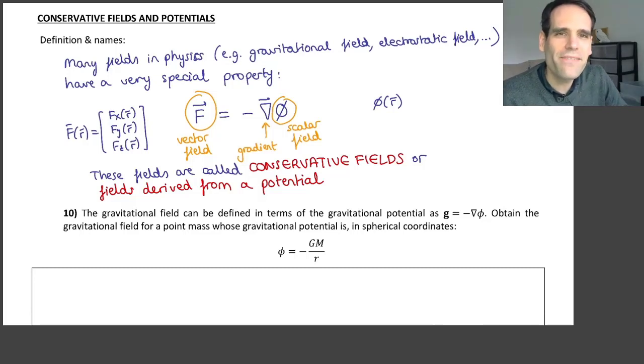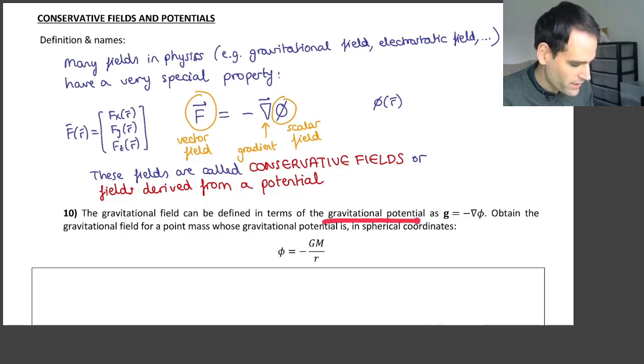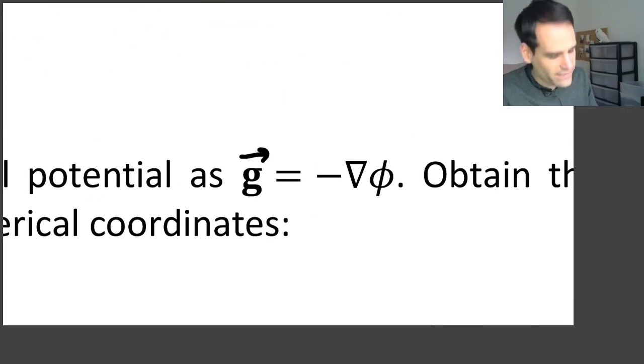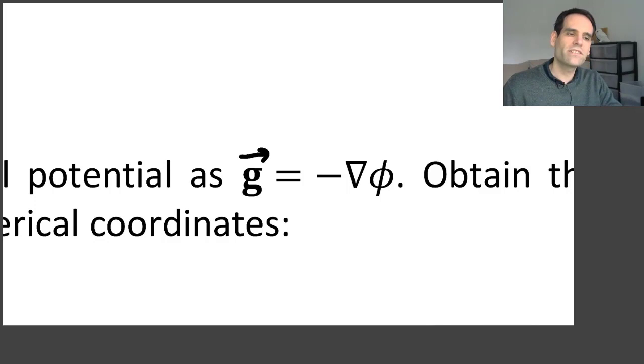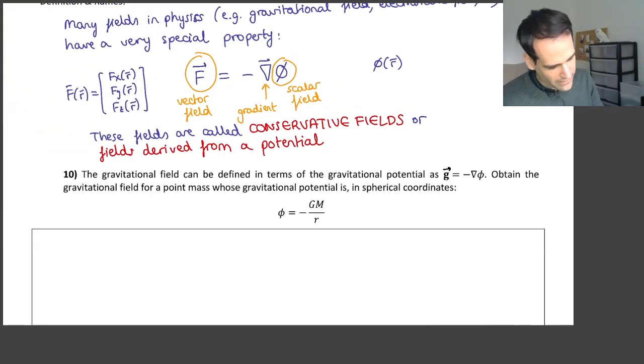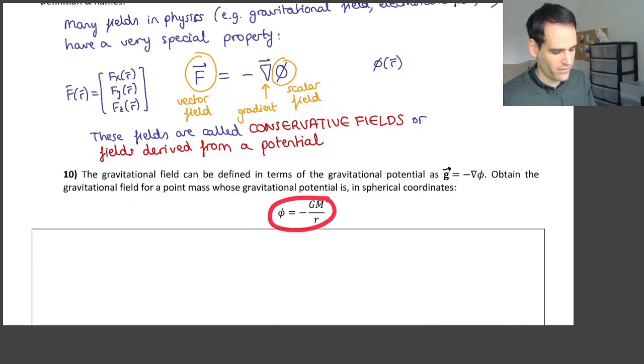Let's look at a real-life example of a vector field that derives from a potential. And this is the gravitational field. So the gravitational field can be defined in terms of the gravitational potential. And the relation is that the gravitational field G, which is a vector, is defined as the minus gradient of the potential phi. Okay? So the question here, this problem, is obtain the gravitational field for a point mass whose gravitational potential is in spherical coordinates given by this.